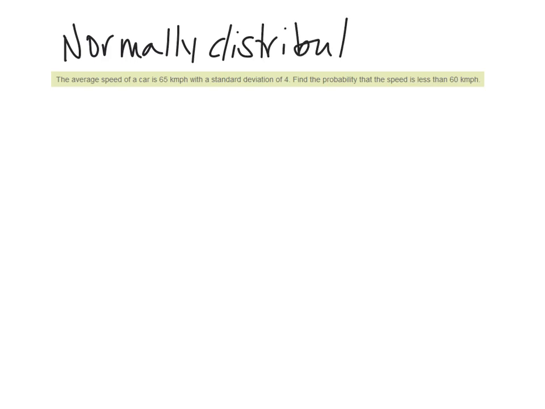I'm going to preface real quick that this is normally distributed, as are all of the problems I'm going to look at with you in this video. You need that in order to use your z-score table. So the first thing we need to do is find the probability that x is less than 60.